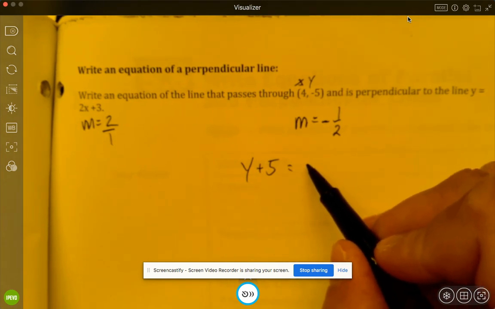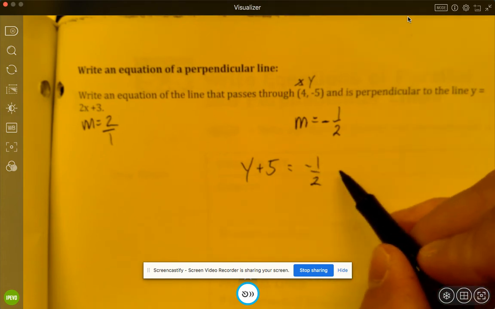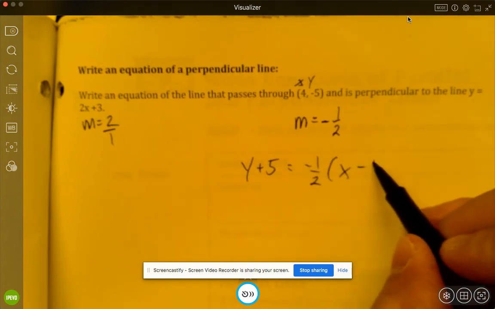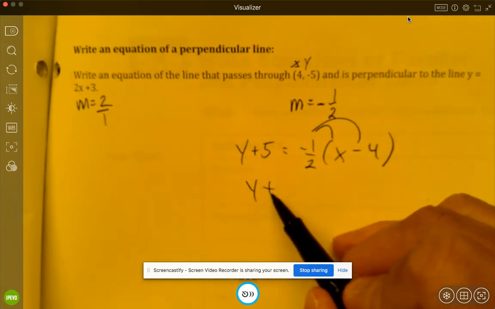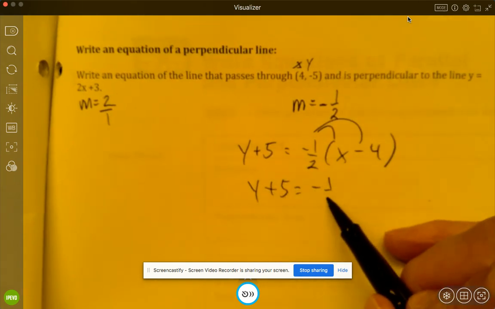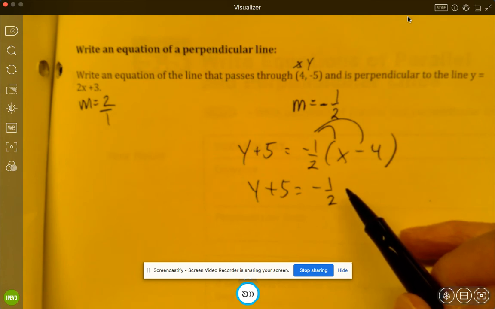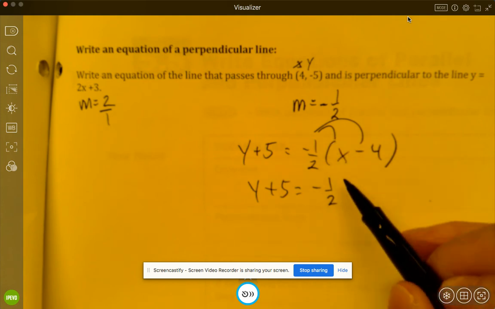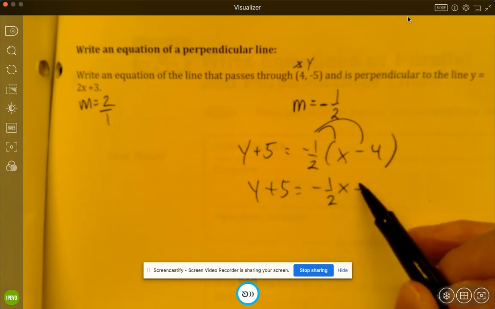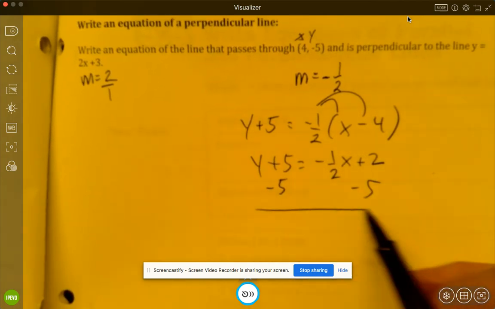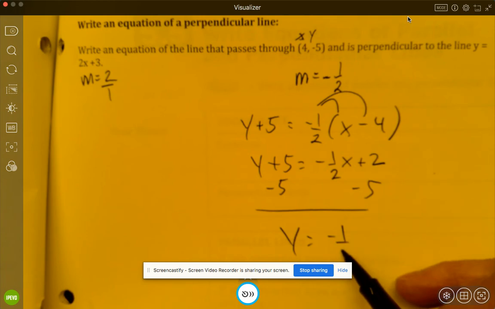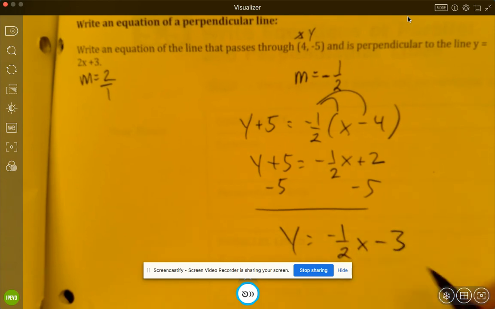equals negative 1/2 x minus 4. And if you change it to slope-intercept form, you get y plus 5 equals negative 1/2. Oh yeah, it has to go through that point. And then plus 2 when you distribute. So minus 5 on both sides, y equals negative 1/2 x minus 3.